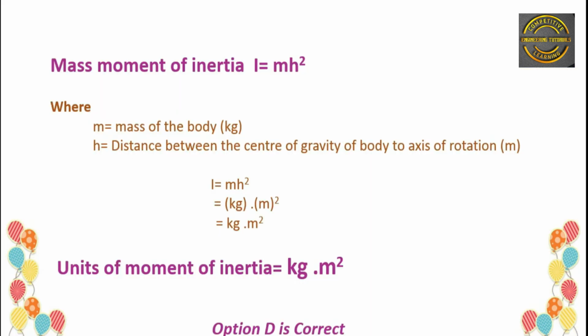Here this one is the explanation. Mass moment of inertia I equal to m into h square, where m equal to mass of the body in terms of kg and h equal to distance between the center of gravity of the body to axis of rotation in meters. I equal to mh square, kg into meter square. Units of moment of inertia is kg meter square. Option D is correct.